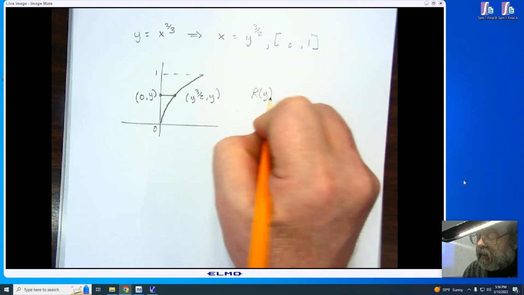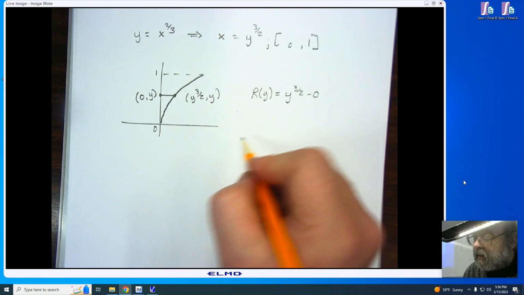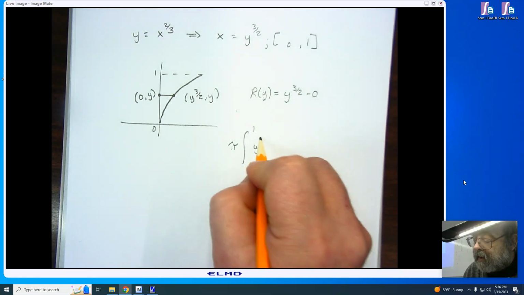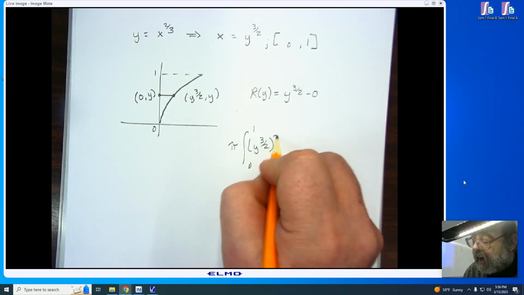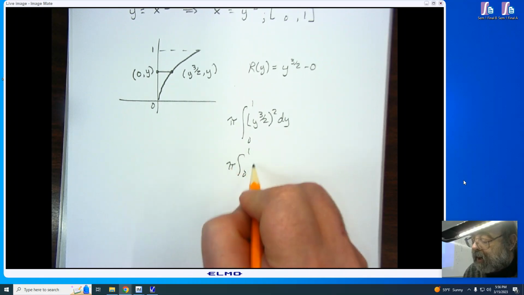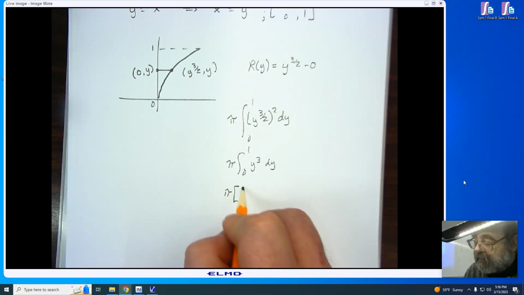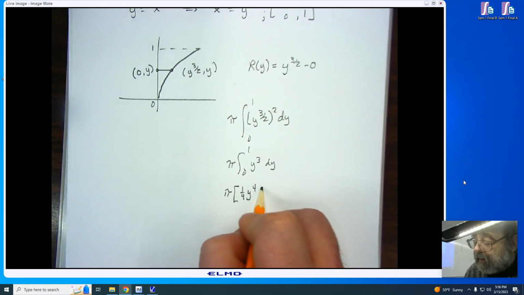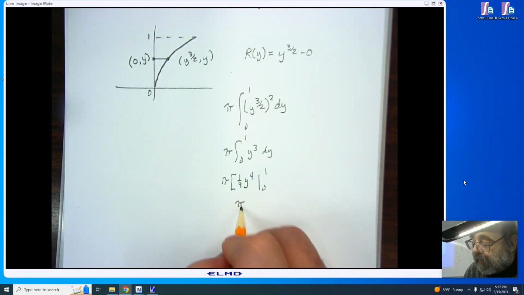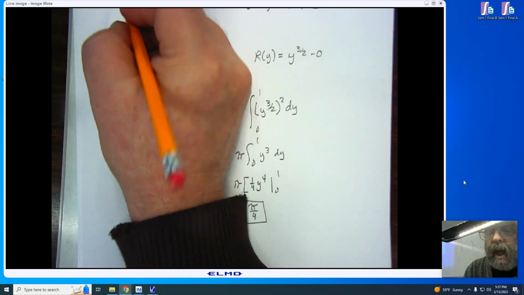R of y is the right minus the left: y to the 3/2 minus 0. Putting it into my formula, pi integral from 0 to 1 of y to the 3/2, the quantity squared, dy. Leaves me with pi integration, 0 to 1 of y cubed dy. And this gives me 1/4 y to the 4th from 0 to 1. Therefore, I end up with pi over 4 as my solution for number 9.